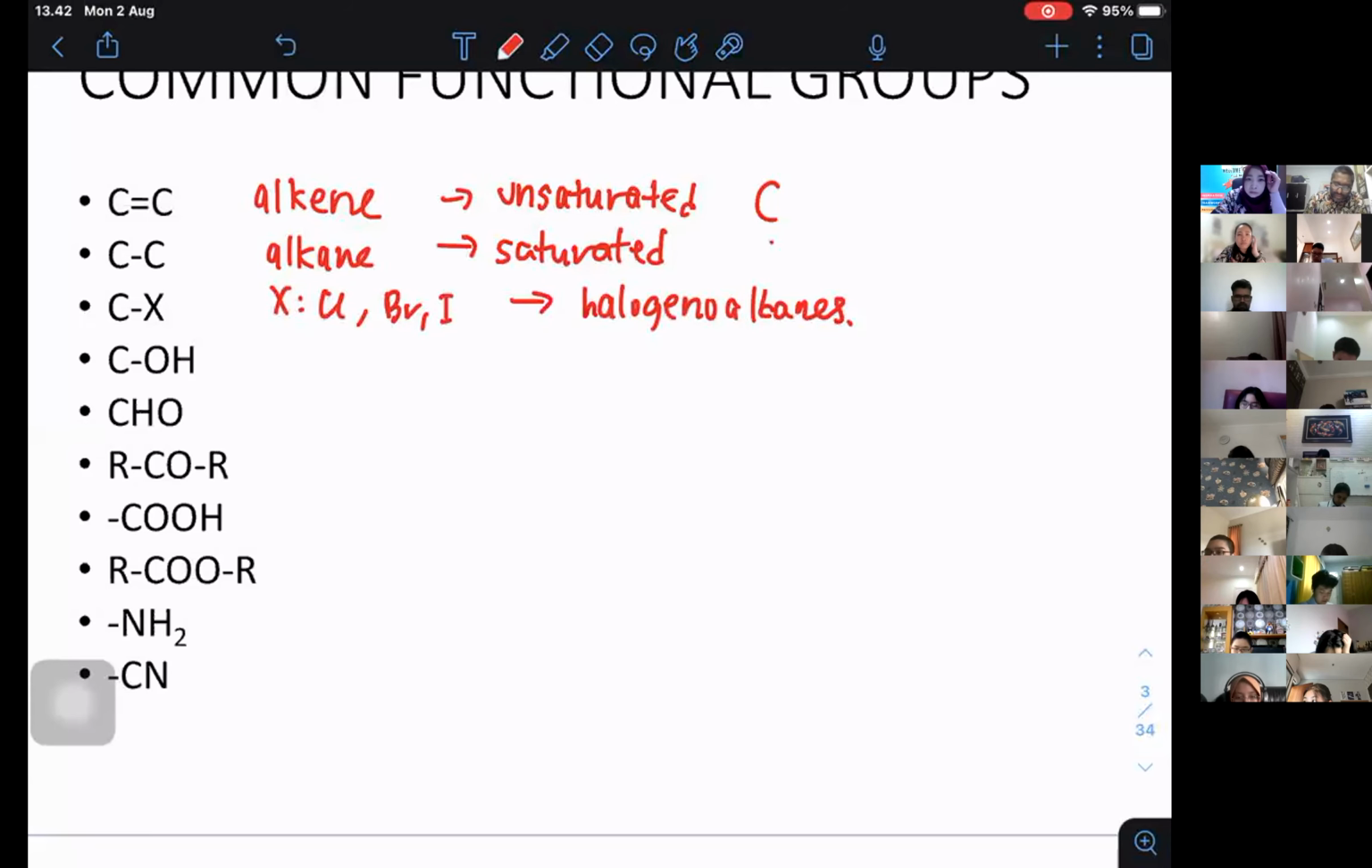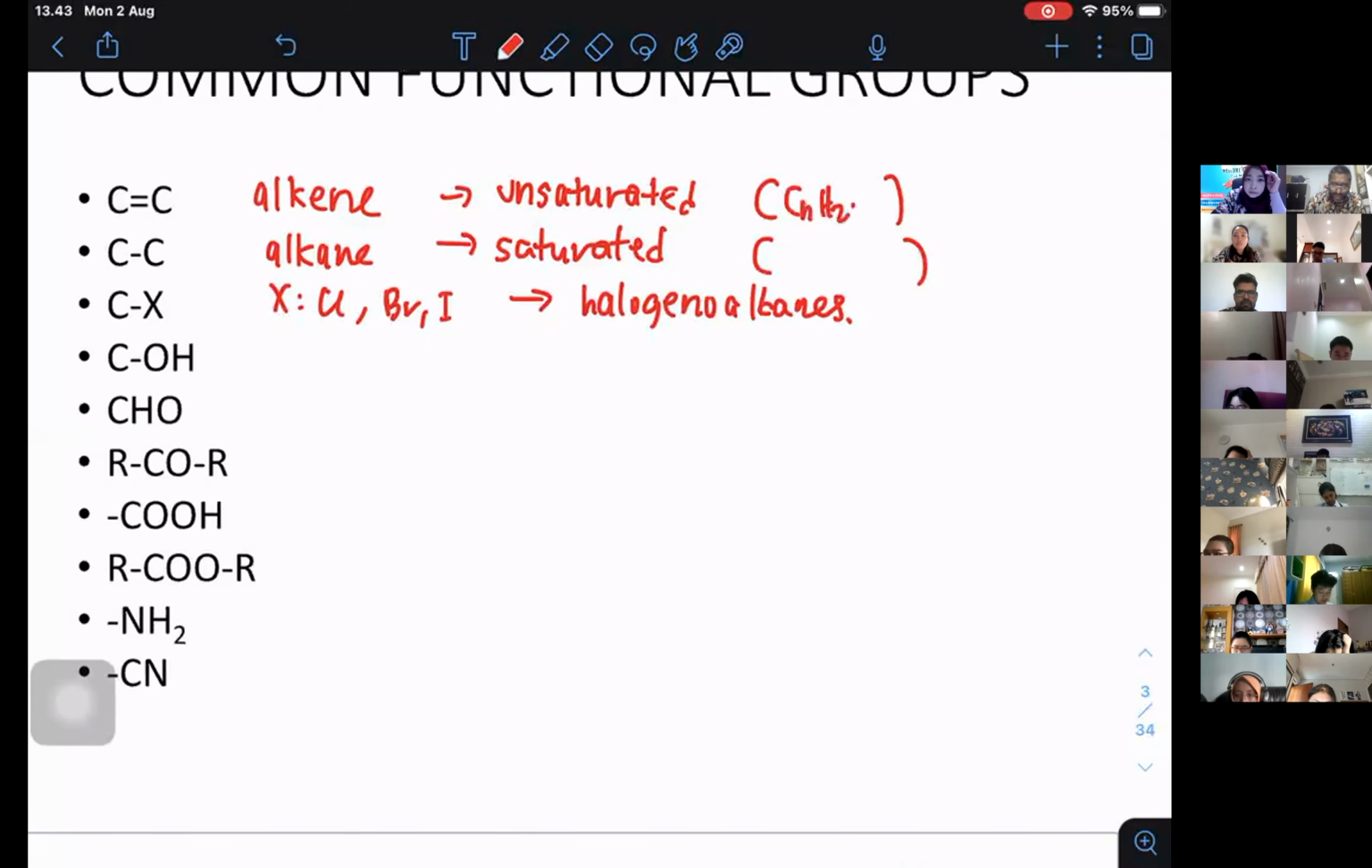The formula and so on is not important, but by this time you need to know that alkene is CnH2n. This is CnH2n plus 2. You should know by now. And then this is going to be alcohol. And this is going to be CHO. Whenever anything ends with CHO, if I draw C double bond OH, this is CHO. It can be any R group in front. This is known as aldehyde.